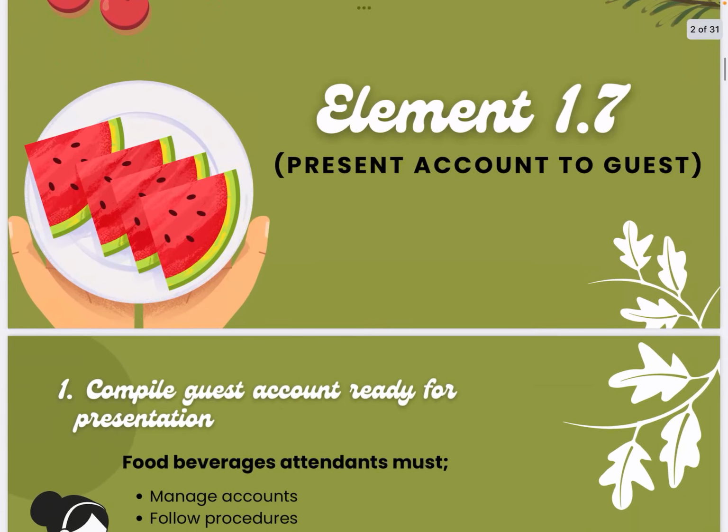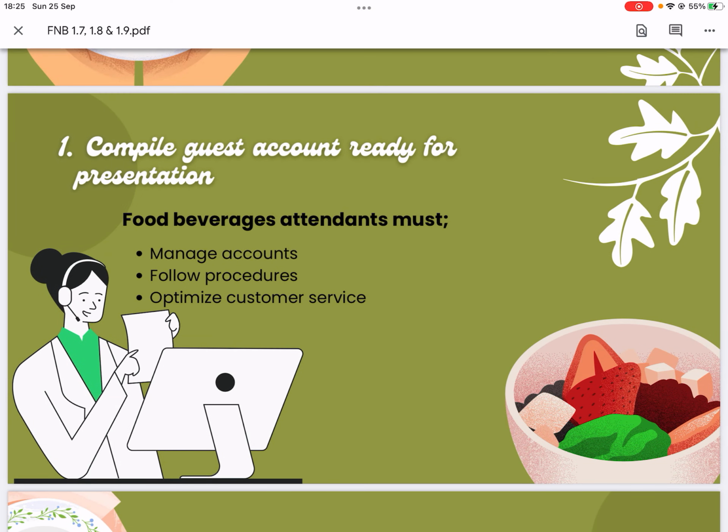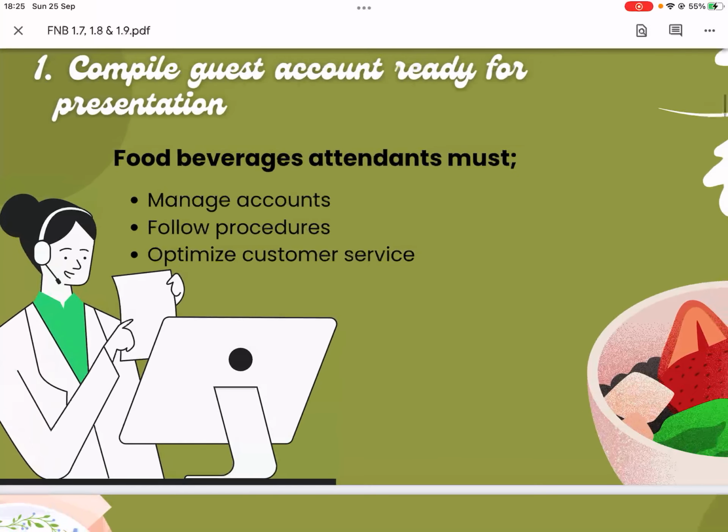Moving on, element 1.7, present account to the guest. First, the first thing you have to do is to compile guest account ready for presentation. So whenever you have managed the account, that means you have the table number, if that is table 1, okay, you have the following orders that they have asked for. Let's say they ordered the steak, chicken parmigiana, an appetizer, sushi. So everything should be written there.